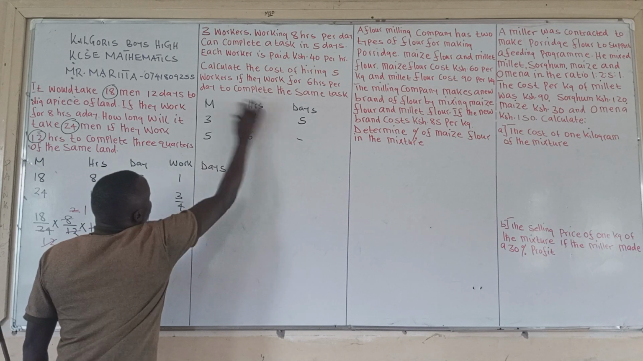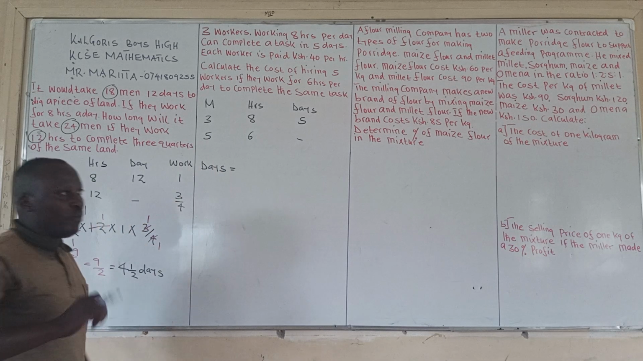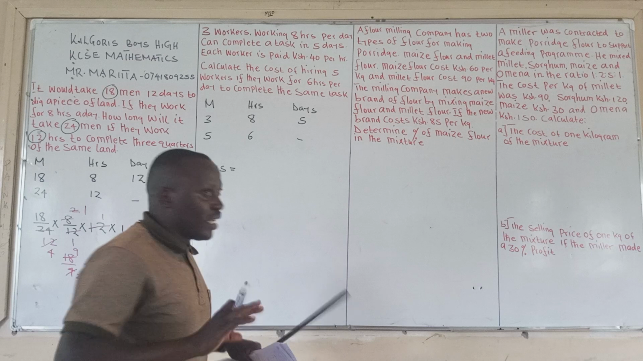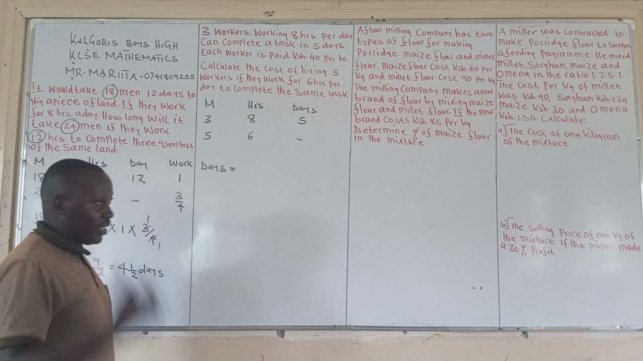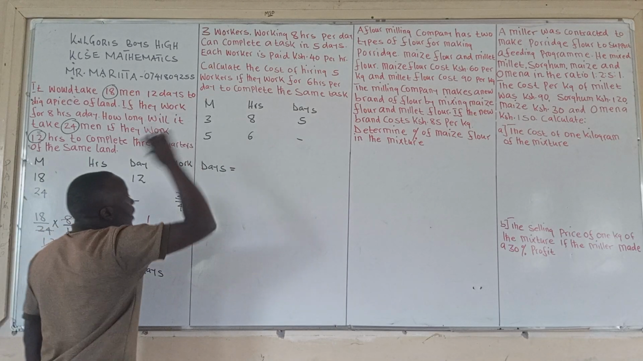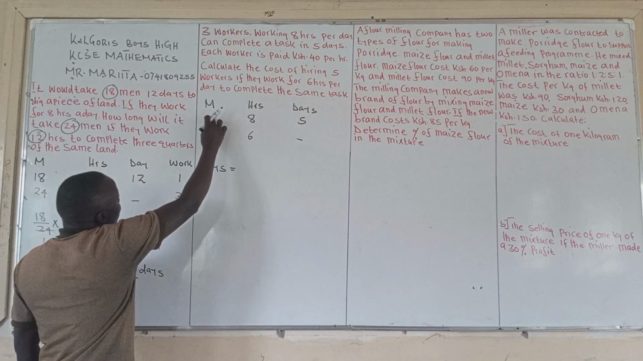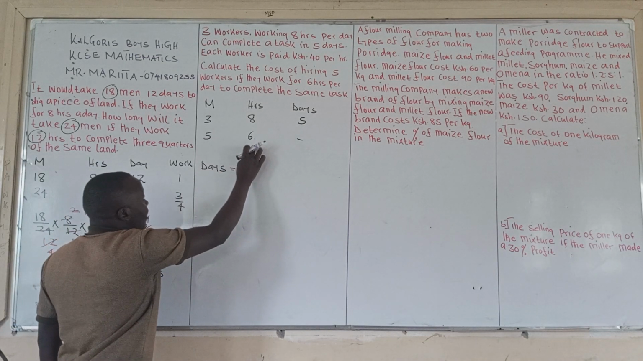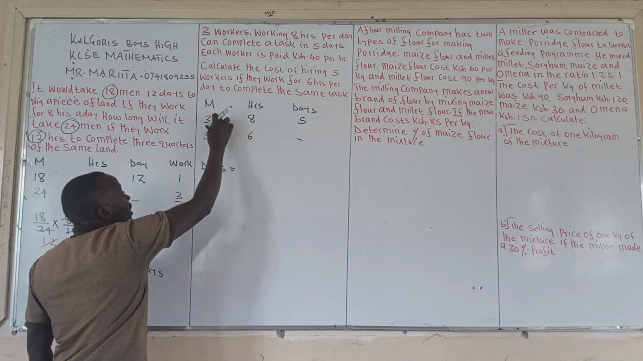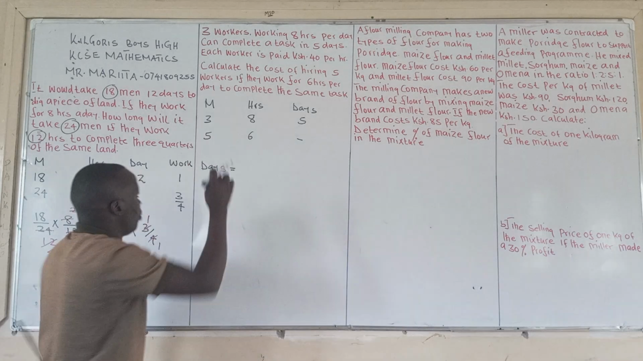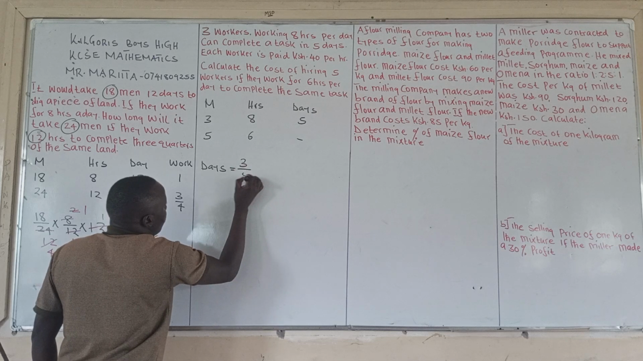So if we compare this part, the number of men has increased from 3 to 5. If the number of men increases, they will take less number of hours to complete a certain task. So if you increase the manpower, the number of hours reduces. So the number of men increases, the number of hours decreases. Because there is a decrease, we take a less fraction, or a smaller fraction. The smaller fraction here is 3 over 5.